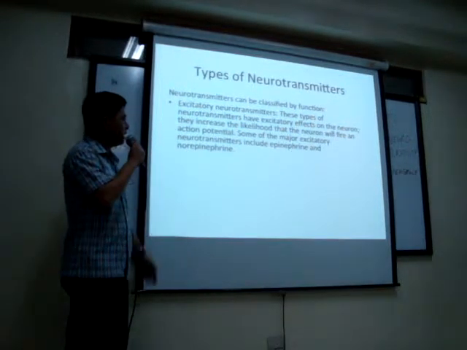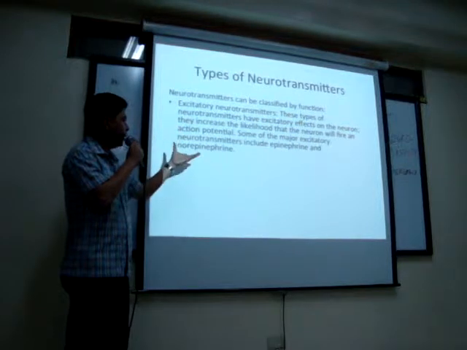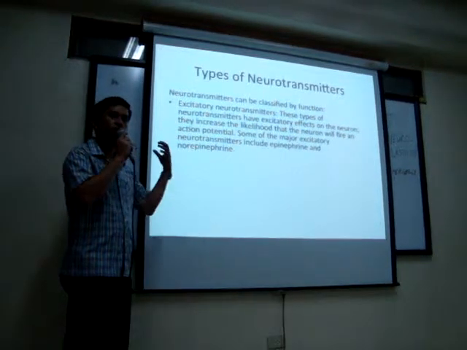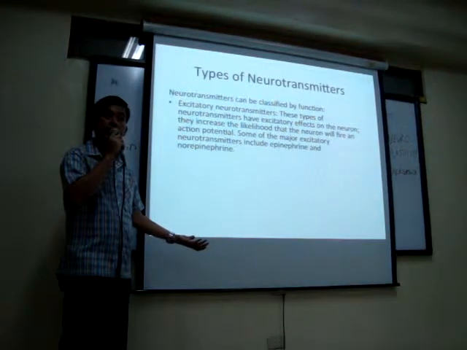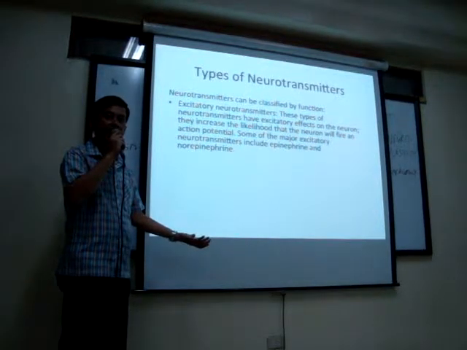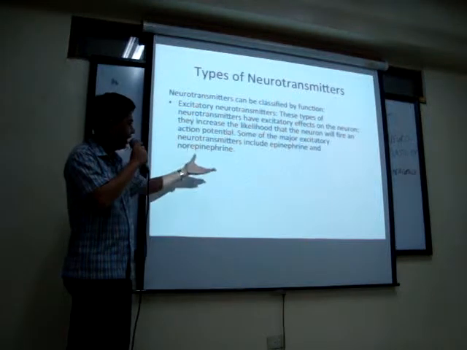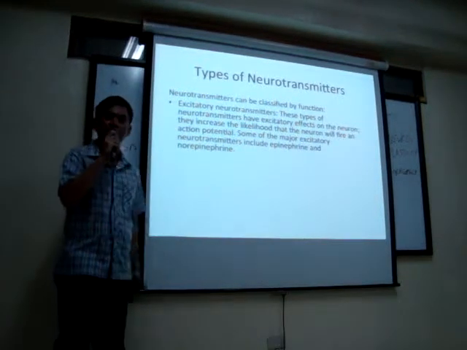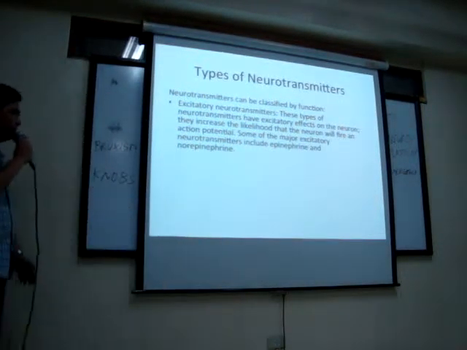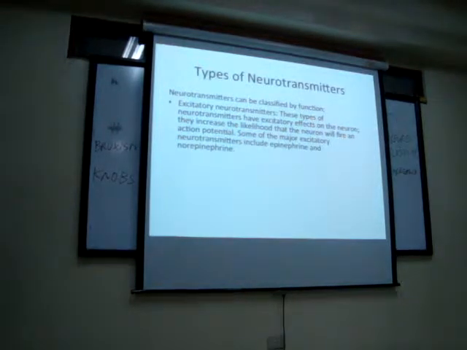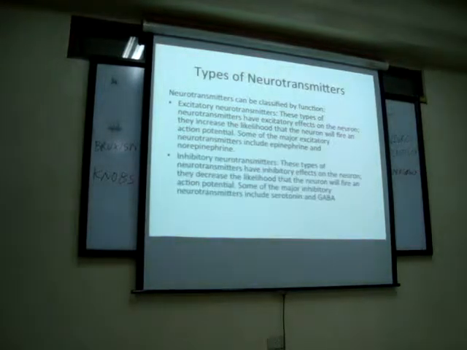Now, some of the major excitatory neurotransmitters are epinephrine, also known as adrenaline, and norepinephrine, also known as noradrenaline. Epinephrine and norepinephrine are very, very important clinically, especially for emergency and ICU patients. And we'll talk about that just in a while.